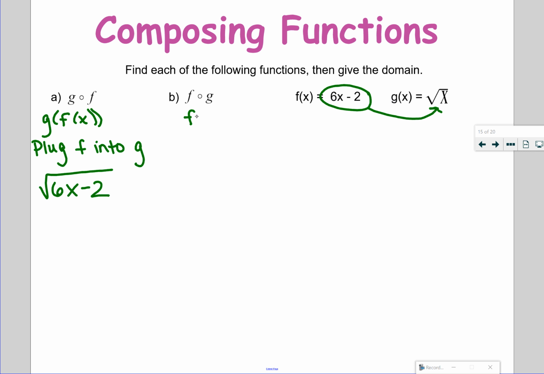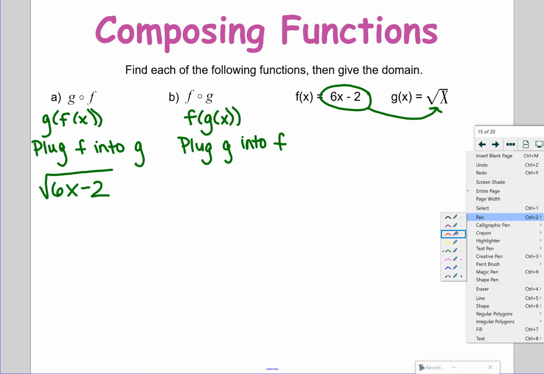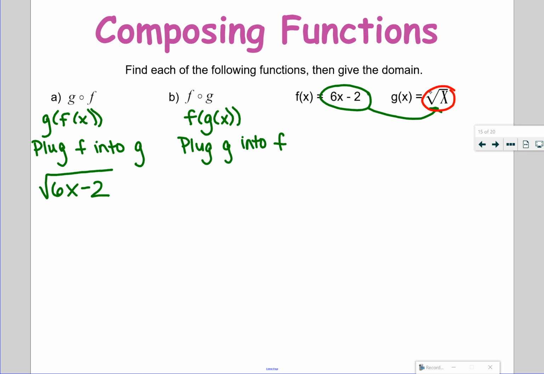If I want to find f of g of x, that's telling me to plug g into f. So this time I'll use a different color here. Function g is getting plugged into function f, and that's going to look like 6, take the x out, put square root x in its place, minus 2. And again, nothing we can do to simplify there. We have no like terms, and my radical does not reduce.